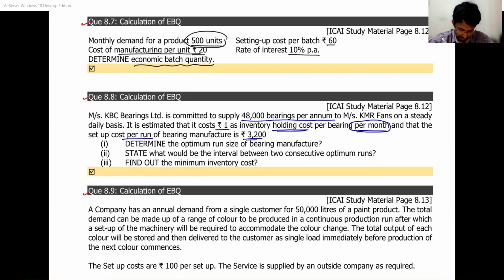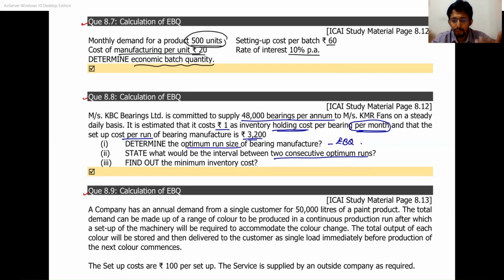What are the questions here? Determine the optimum run size. Optimum run size means you are required to compute EBQ. Okay. State what would be the interval between two consecutive optimum runs. What does it mean? See, you need to find out what should be the interval or the number of days gap between two consecutive runs. Means after completing one batch, how much time will be free before you start the next batch. Okay, that is the interval between two consecutive optimum runs.